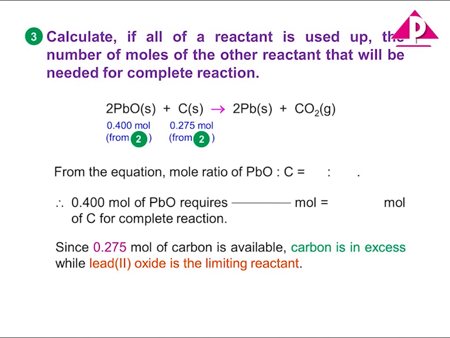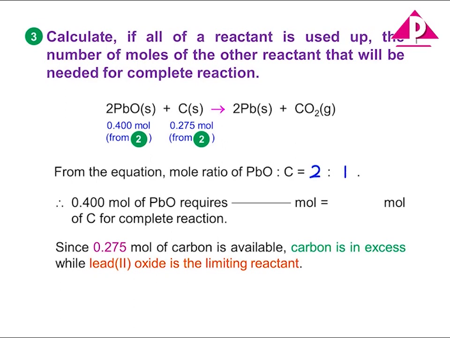Then calculate, if all of a reactant is used up, the number of moles of the other reactant that will be needed for complete reaction. In this example, if all of the lead(II) oxide, that is 0.400 moles, is used up, what is the number of moles of carbon that will be needed for a complete reaction? From the equation, the mole ratio of lead(II) oxide to carbon is 2 to 1.